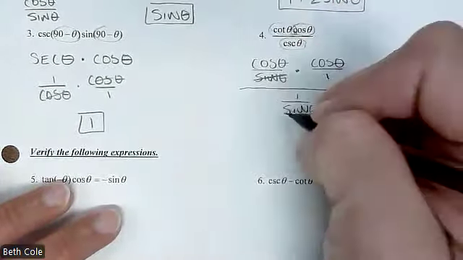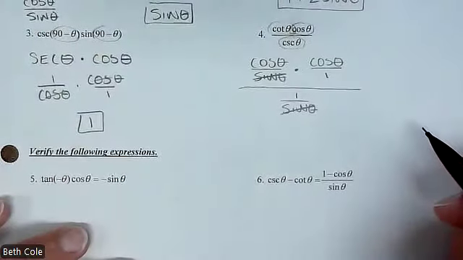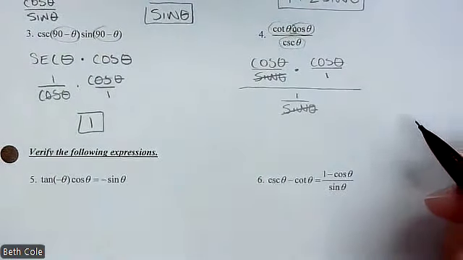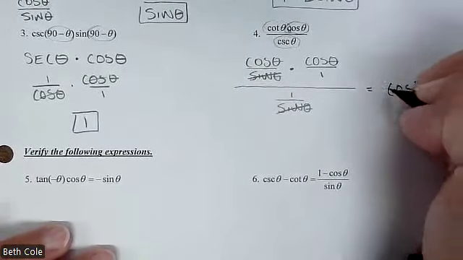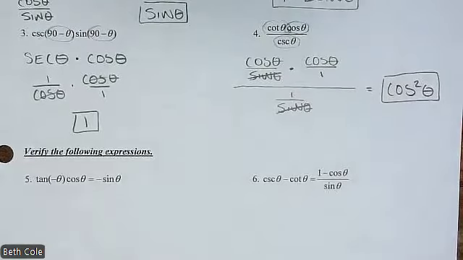The sines are going to cancel. Now, the cosines don't cancel. You would need 1 on the top and 1 on the bottom. So instead, we're just going to multiply them together. And so cosine squared is your final answer.